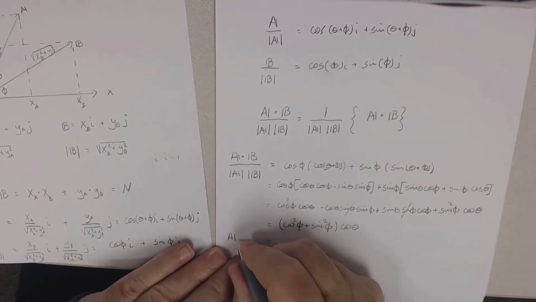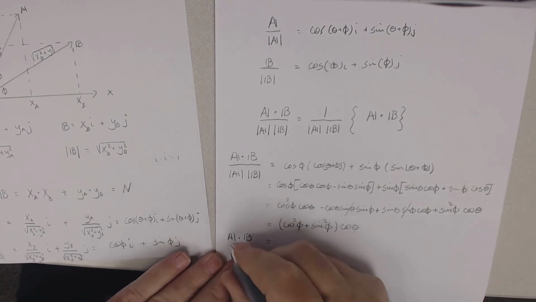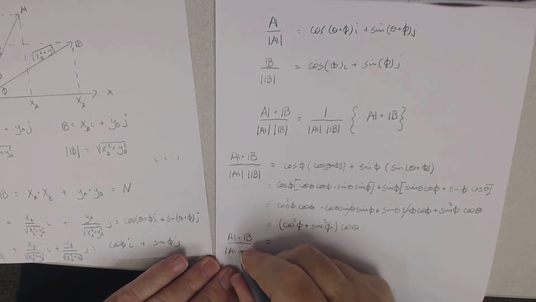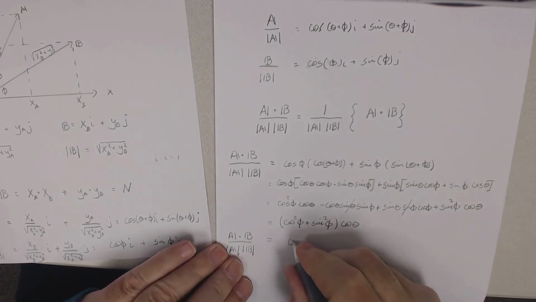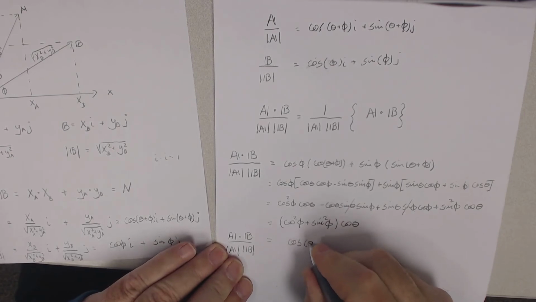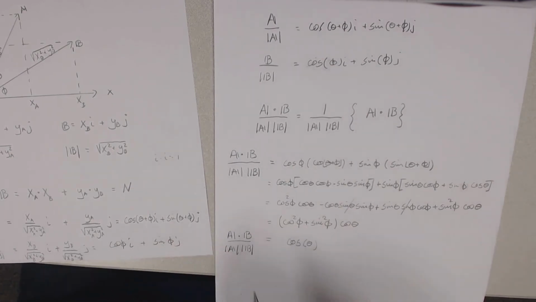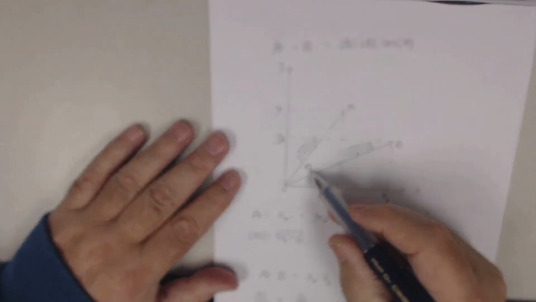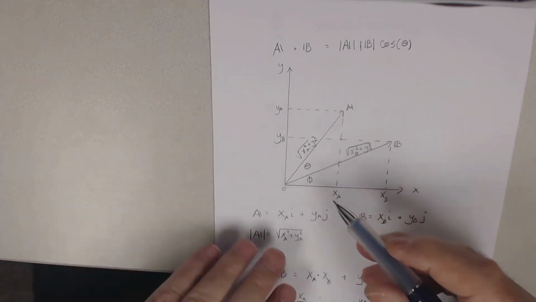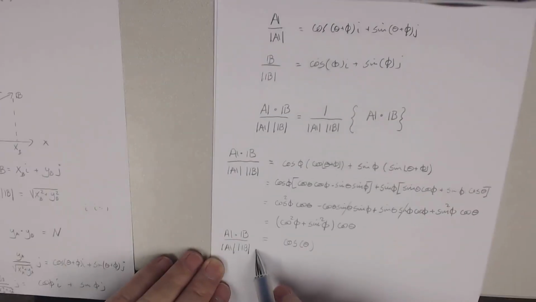A dot B over the magnitude of A and magnitude of B equals simply the cosine of the angle between the two vectors. Bring this back, we could see theta there. So this is how we arrive at this formula.